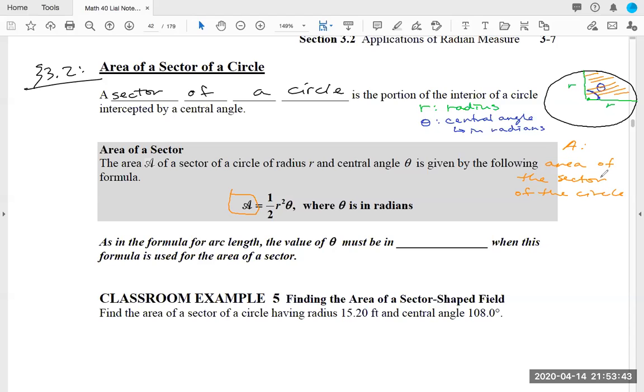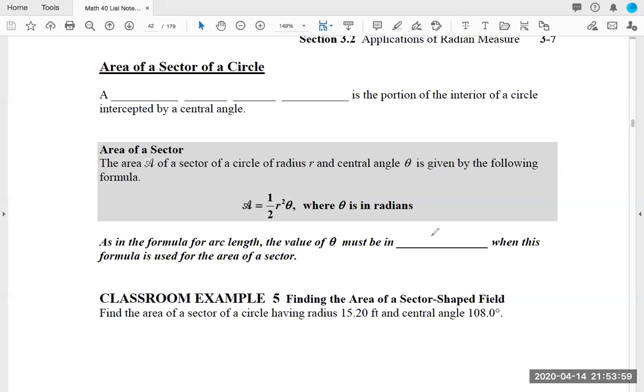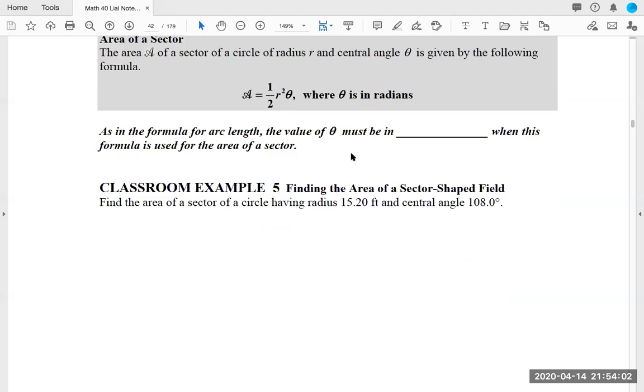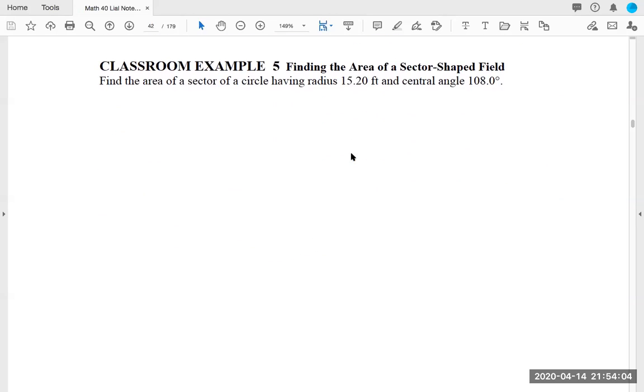So for this particular problem, let me go ahead and save this first. And then I'm going to go ahead and clear this. Okay, I'm going to move this part down. And then we're going to go over classroom example 5. Okay. I will go into a little bit more explanation about the radian degree thing at the end. I just want to make sure that you guys do understand when we're using radians and degrees and why.